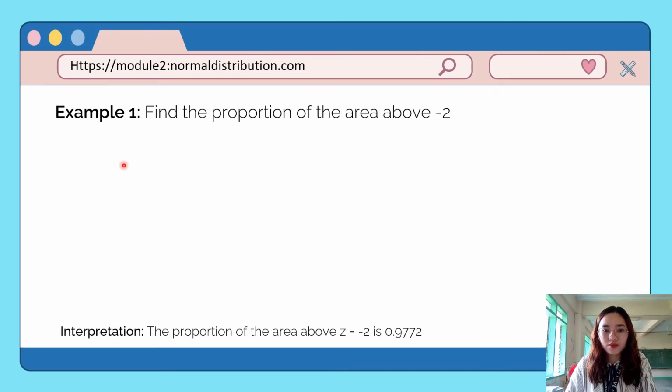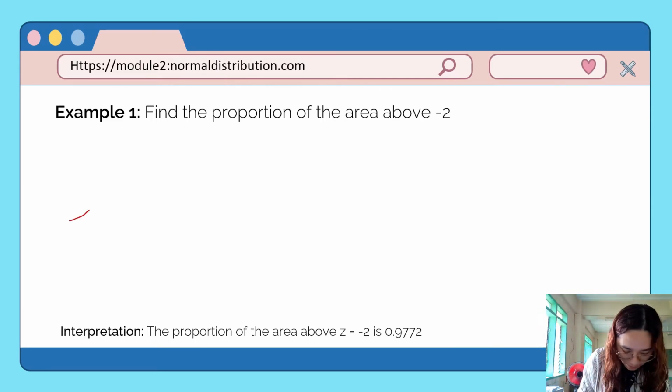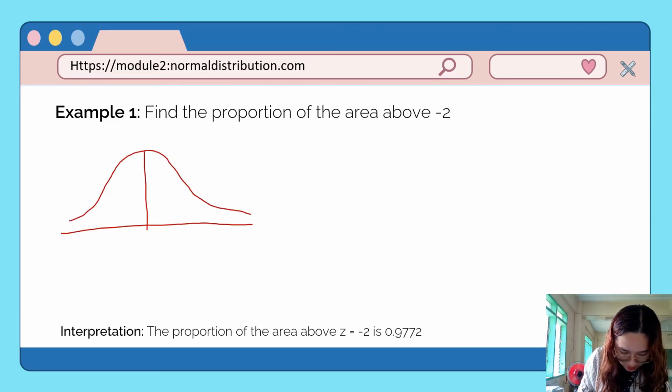So una muna tayo sa proportion ng negative z natin. Find the proportion of the area above negative 2. Una, let's illustrate yung area na hinahanap natin by shading the required region. So we have 0, 1, 2, and 3. Then negative 1, negative 2, then negative 3. So ang hinahanap po natin ay yung above negative 2. So this is negative 2, so yung above niya ay ito.